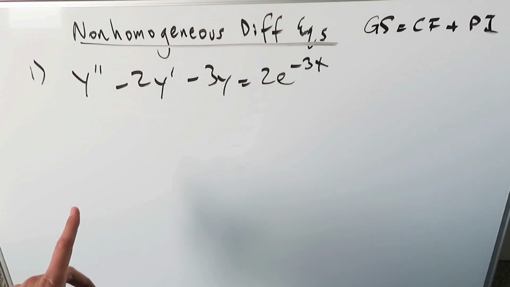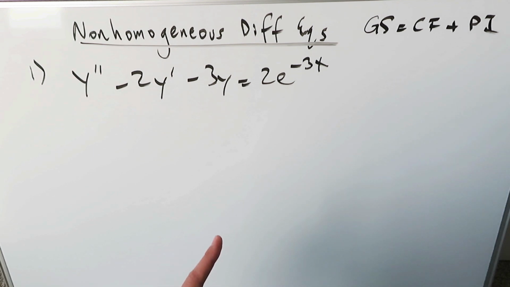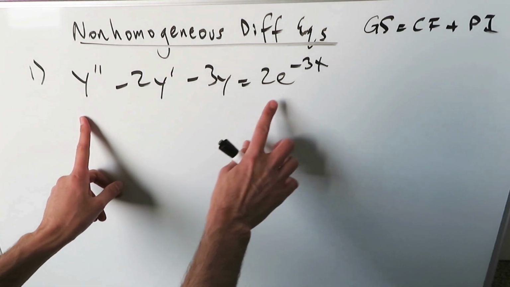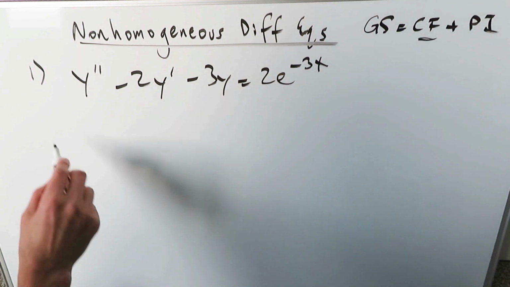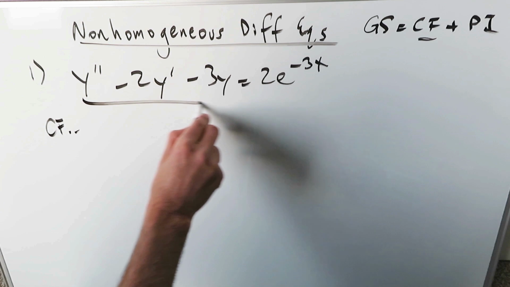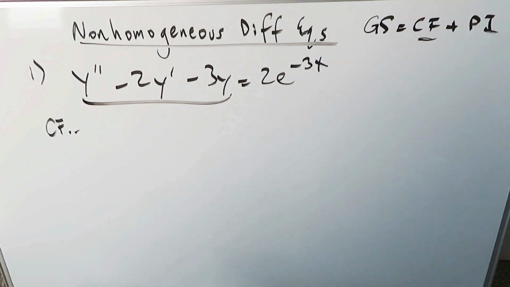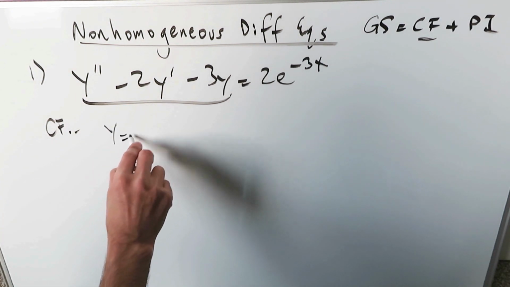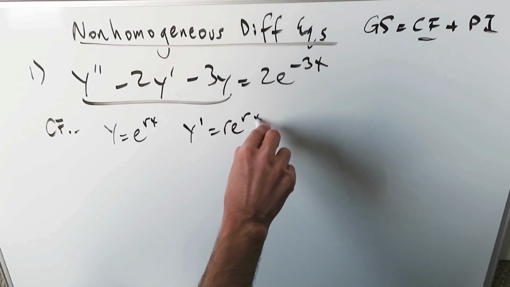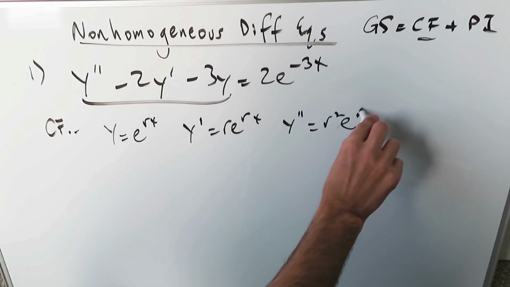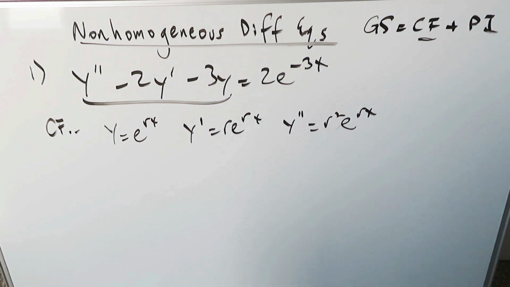We have y double prime minus 2y single prime minus 3y equals 2e to the power of minus 3x. It's non-homogeneous, equaling a function which is an exponential. It's not equal to 0. We're going to start here with the complementary function, and you can do that by treating it as a homogeneous. We have y is equal to e to the power of rx. Then the first order derivative is r e to the rx, and the second order is r squared e to the rx. You have to bring all of this into play.